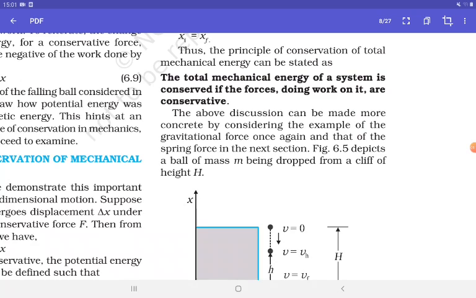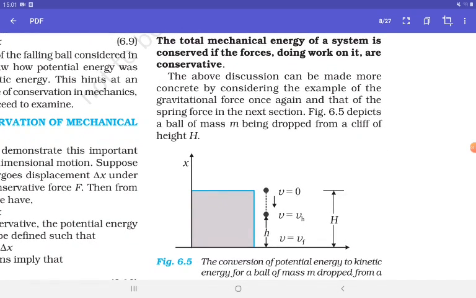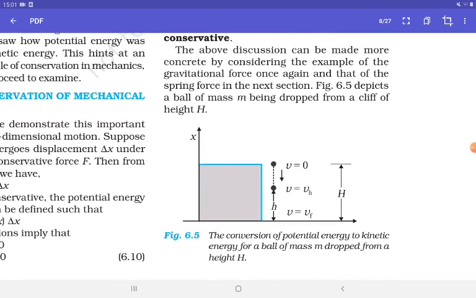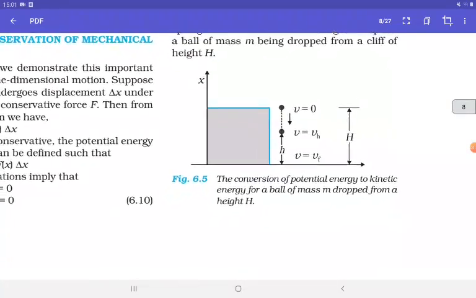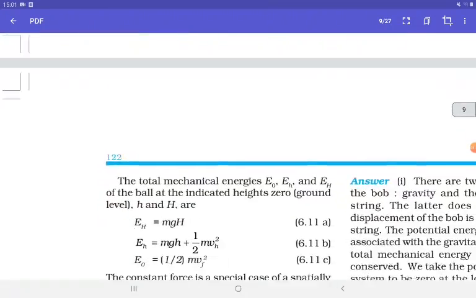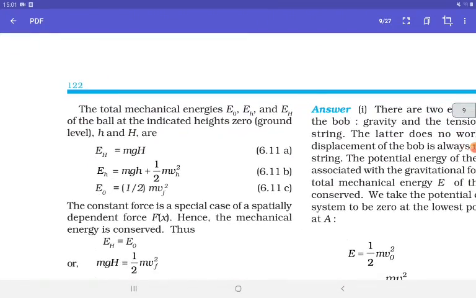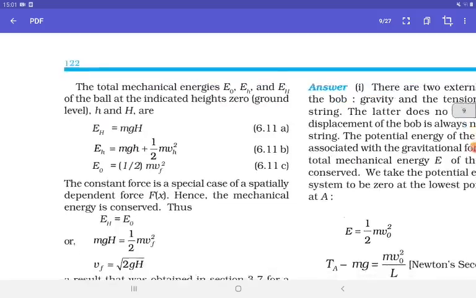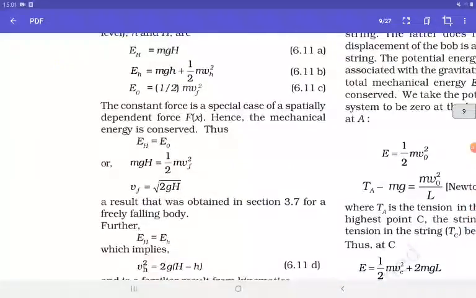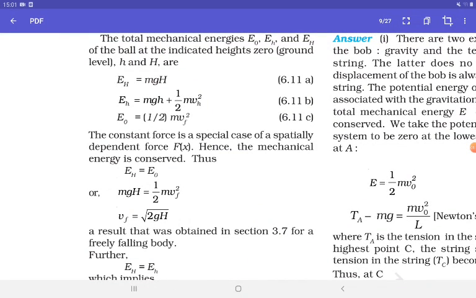that of the spring force in the next section. That is, figure 6.1 depicts a ball of mass m being dropped from a cliff of a height H. मतलब एक हाइट पे से हम उसको फेंक रहे हैं. The total mechanical energies E_H, E_h and E_0 of the ball at the indicated heights H, h and 0 are E_H = mgH, E_h = mgh + ½mv², and E_0 = ½mv_f².